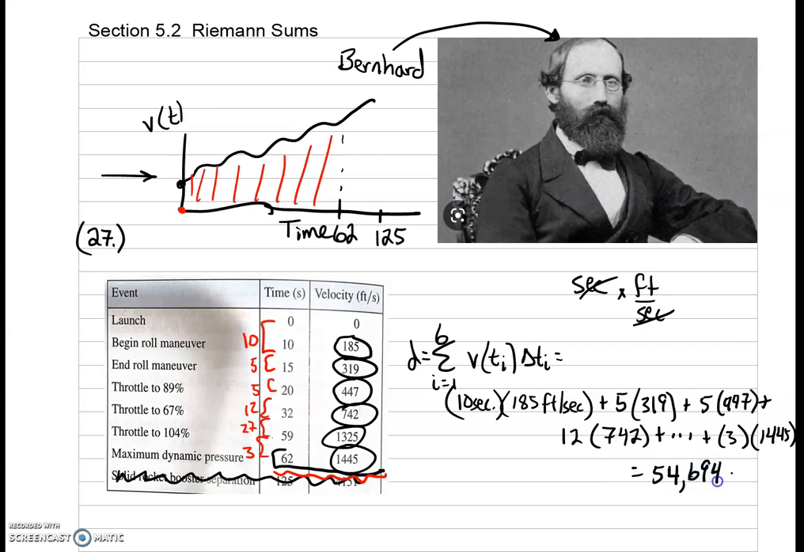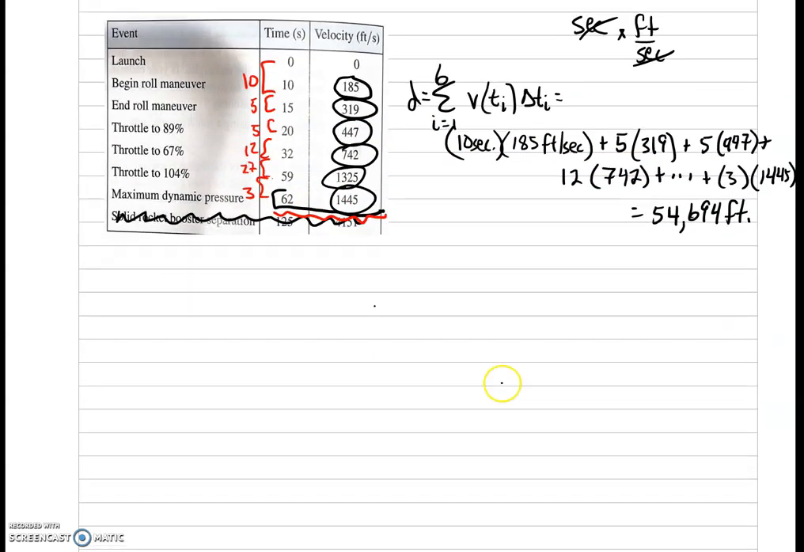This is 54,694 feet. Okay, that's a right Riemann sum. There was a slight typo in your book, you may have noticed. It says use a right Riemann sum with 7 intervals. It's just indicating that we're using this data up here. But since it asks us to stop at 62 seconds, we're going to stop there. And we're only going to do those 6 multiplication problems to get there.